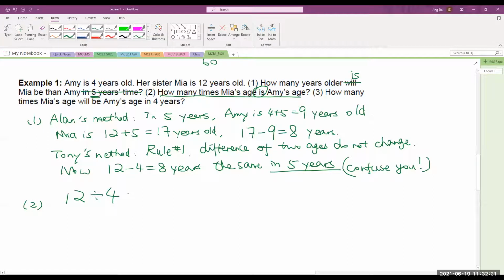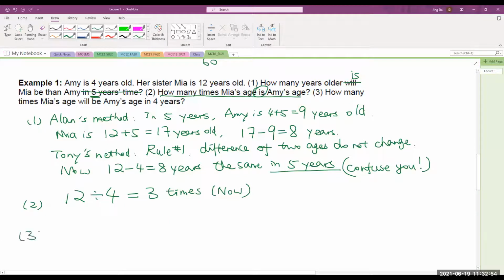Kind of there, but you can also do the 4 times table. Like 4 times 3 equals 12. So 3 times, right? Yes. That's now. This is now, because that's is, right? That's the present. So how many times Mia's age is Amy's age? The answer is 3 times.